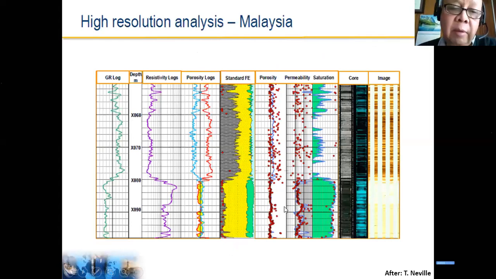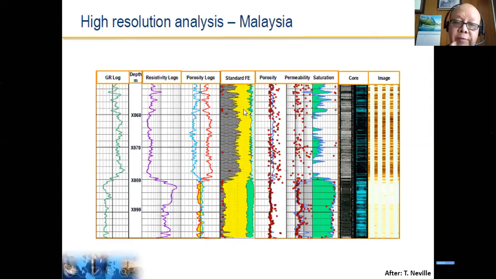So this is the example from Malaysia, which is using the same set of logs which I've shown at the very beginning of the talk. So we have a gamma ray log here. We have the resistivity logs. Now we have the density and neutron here. The neutron is in the turquoise color here. The density is in red color.